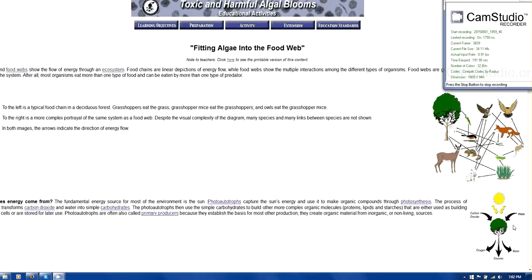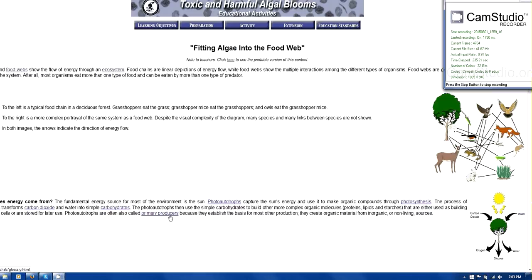Now, as you go through the rest of here, which is kind of interesting, I don't know if it says anything about it here. Photoautotrophs, those are plants that make their own food from sunlight, and they're called primary producers. Primary, because they establish the basis for most other production. They are the ones that actually create material from non-living sources. So sunlight energy goes down, carbon dioxide, water, and sunlight. Plants make glucose, and then the animals will then feed upon the plants, and that energy flow just moves right on up the food web.